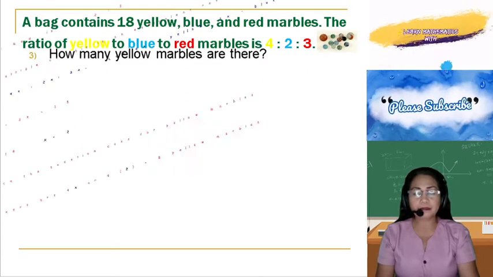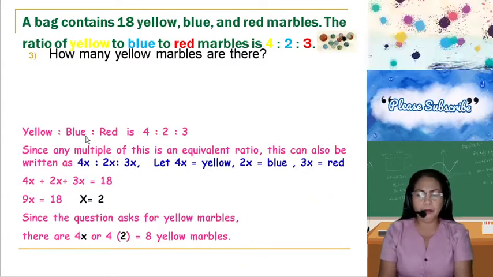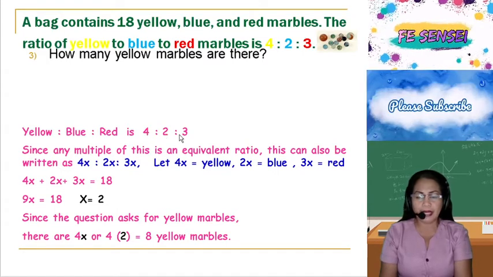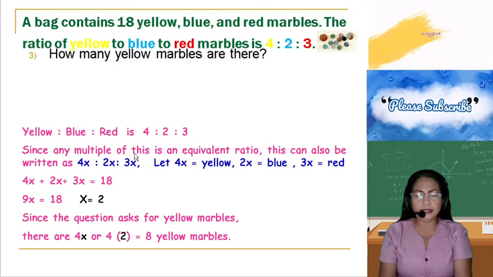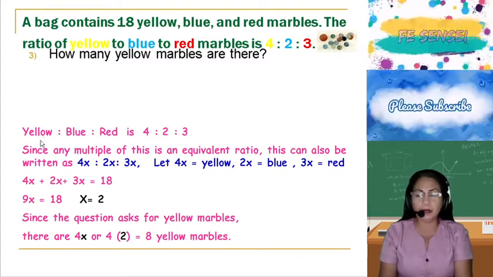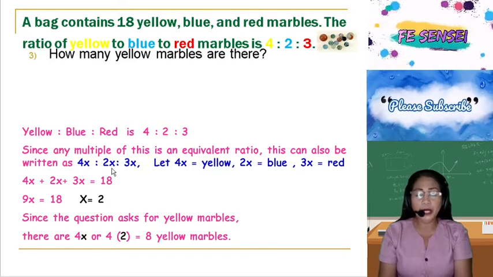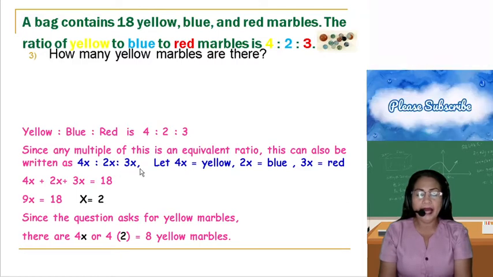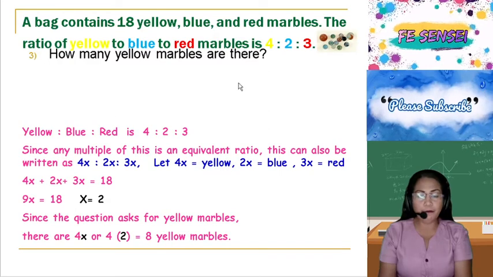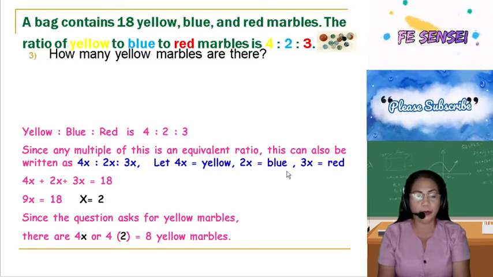So, yellow, blue, red is 4 is to 2 is to 3. Since any multiple of this is an equivalent ratio, this can also be written as 4x for the yellow, 2x for blue, and 3x for red. Let 4x equal yellow, 2x for blue, and 3x for red.